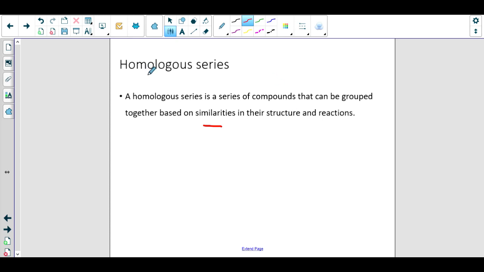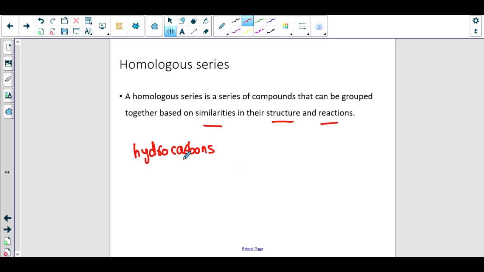Similarly, when you are designing a homologous series, what is the rule? The rule is that you can group compounds together based on some similarities. Similarities in what? Either in their structure or in their reactions. So they must have some similarity. One of the most important homologous series is a broader version. We call them hydrocarbons. Hydrocarbons do come under the section of homologous series.